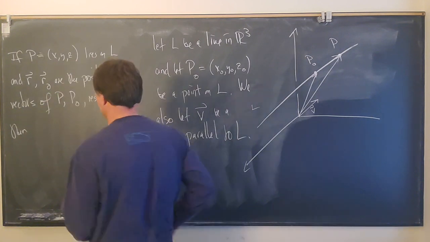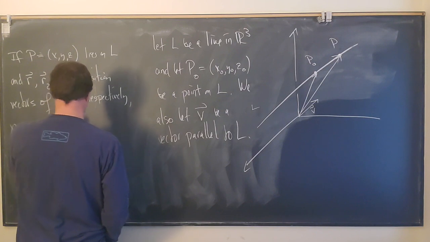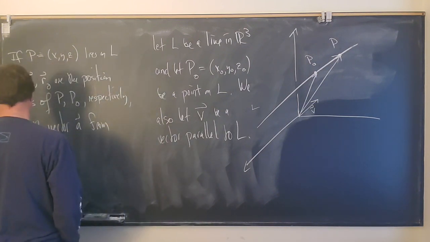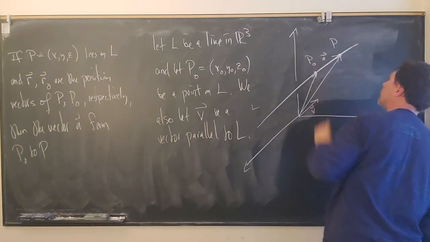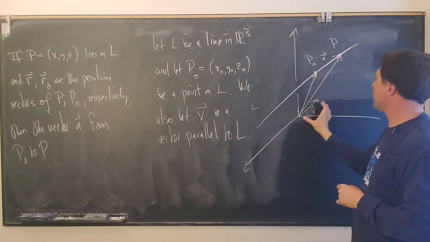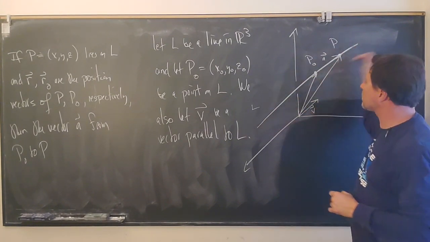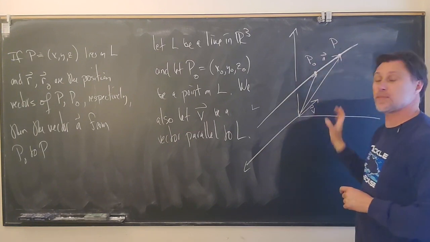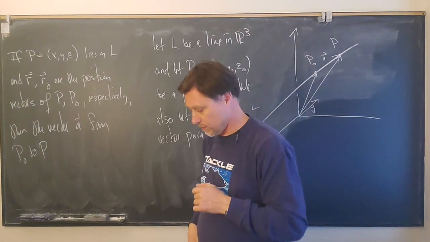Yeah, call it A. So then the vector A from P0 to P. Okay, so here's my vector A, joining P0 to P. Now, what can we say about this vector A versus this vector V? Well, since V is parallel to the line L, A is a vector that's parallel to V, which means that A is a scalar multiple of V.